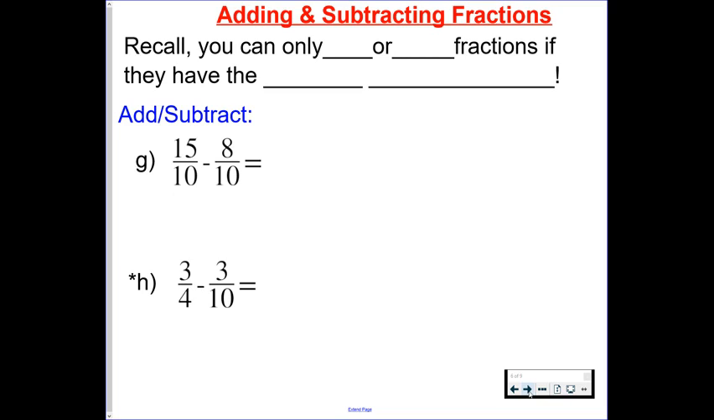Now let's do some subtracting. Okay, subtracting works the same way. You have to have the same denominators in order to subtract. And that's what these blanks were. We already filled these in, but I'll fill them in again on my notes. To add or subtract fractions, we have to have the same denominator.